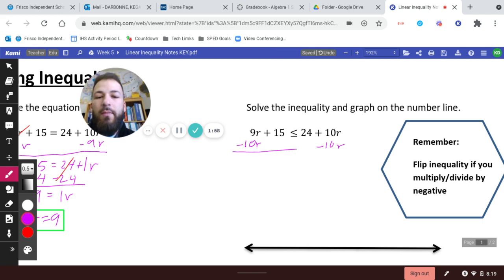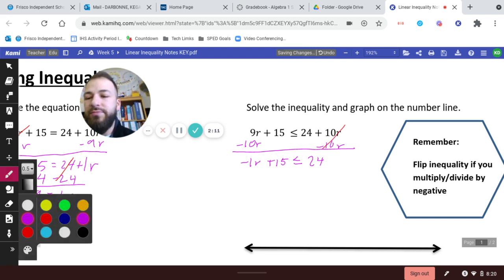So that will give me negative 1r, because I did 9 minus 10, plus 15 is less than or equal to 24, and the 10r and the negative 10r will just cancel out. Okay, then next, just like last time, I need to subtract 15 because it's over by my negative 1r, so minus 15, minus 15. So I end up with negative 1r. Negative 15 and positive 15 cancel out. Less than or equal to 24 minus 15, this time is positive 9.